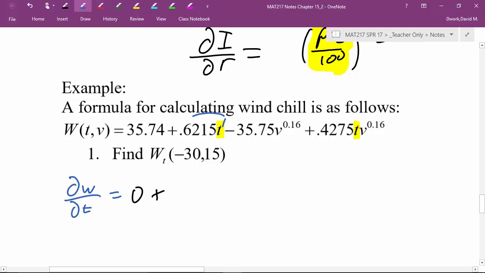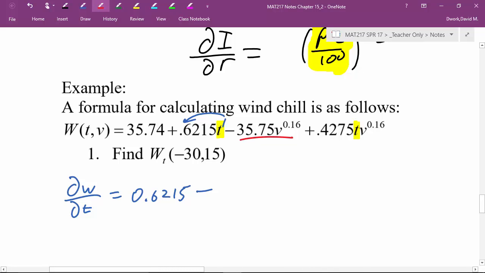So what does the derivative do? Take the one out to the front. So this is going to be 1 times 0.6215 t to the 0. But t to the 0 is 1, so that goes away. And 1 times that is just that. So really, truthfully, all we're looking at right now is 0.6215, right? Okay, next term, minus, minus, minus.